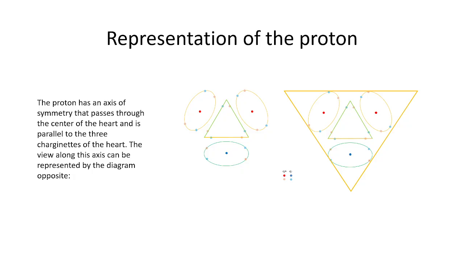Representation of the proton. The proton has an axis of symmetry that passes through the center of the core and is parallel to the three charginates of the core. The view along this axis can be represented by the diagram opposite.